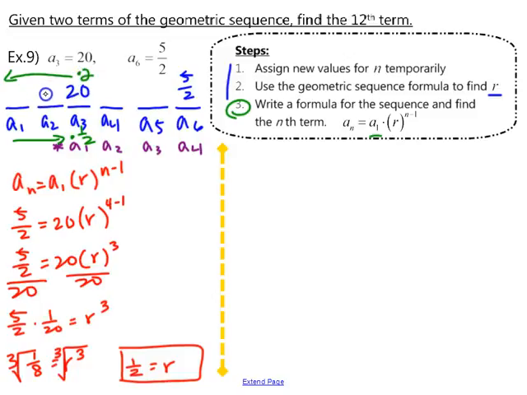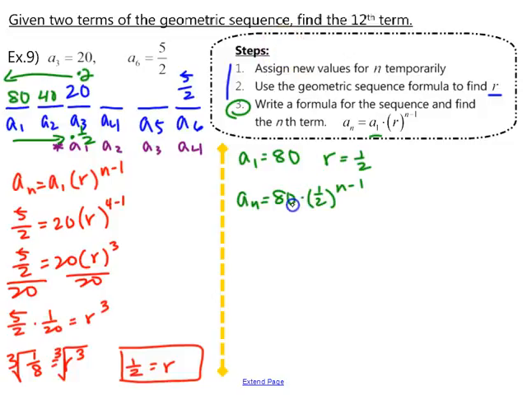So 20 times 2 is 40. 40 times 2 gives us 80. So our first term is equal to 80, and our common ratio is 1/2. So we're going to go ahead and find the formula for the nth term, which is a sub n equals a sub 1 times r to the n minus 1. Here's our formula for the nth term.